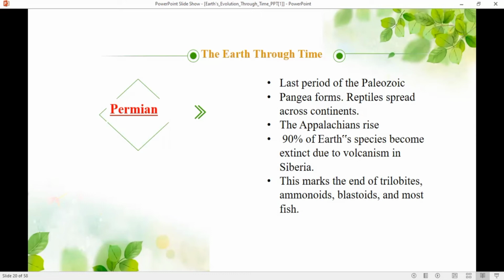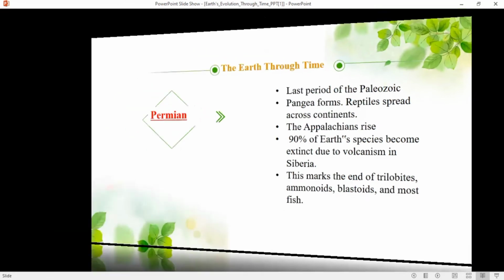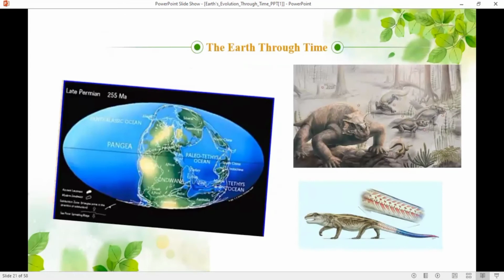Then we can also see in the Permian period that 90% of the Earth's species became extinct because of the volcanism. The volcanism in this period has strongly influenced the climate, and the eruptions contributed great amounts of gases to the atmosphere that probably affected the plants and the animals. That's why it leads to the extinction.